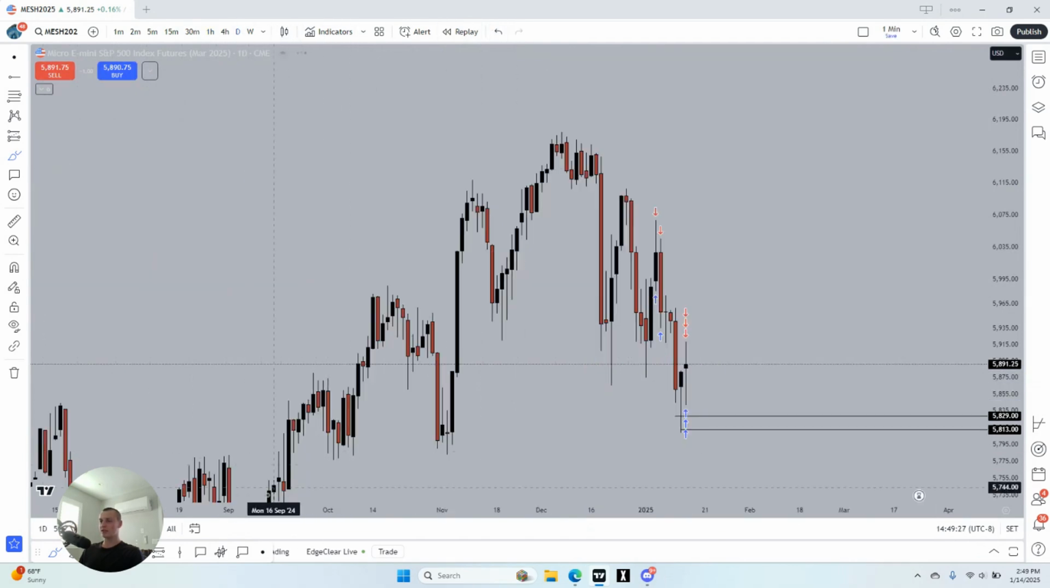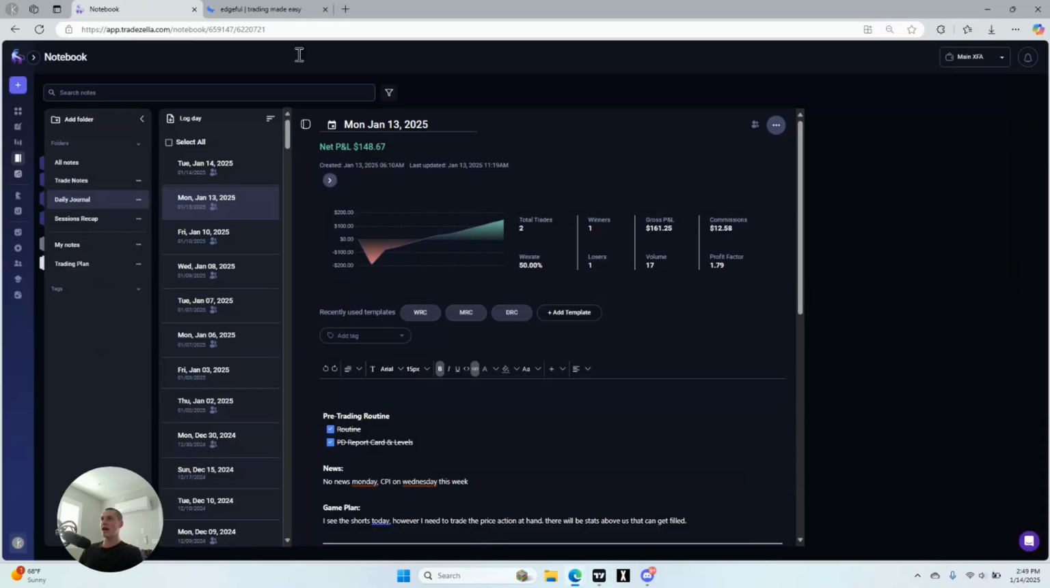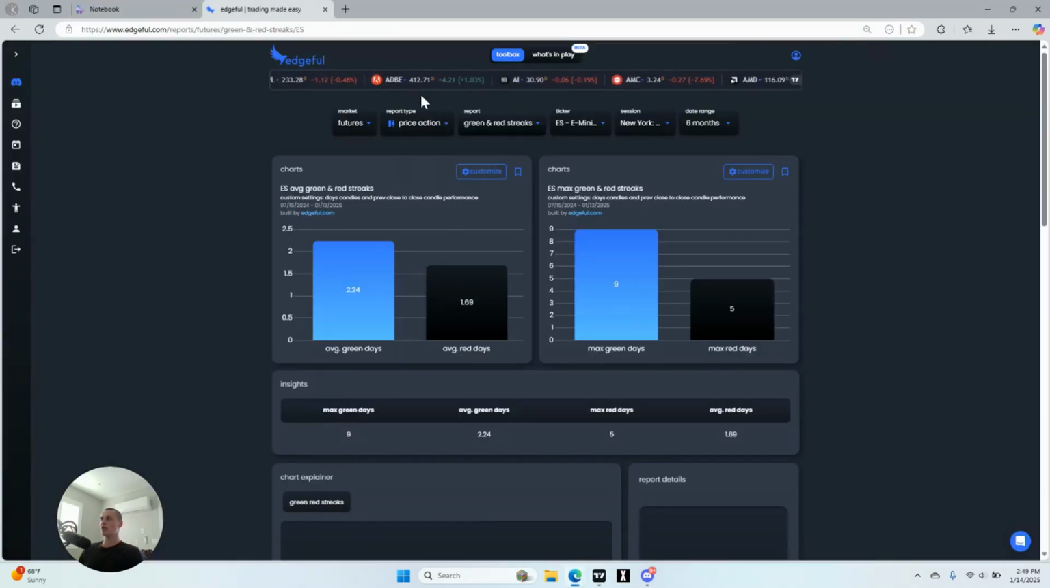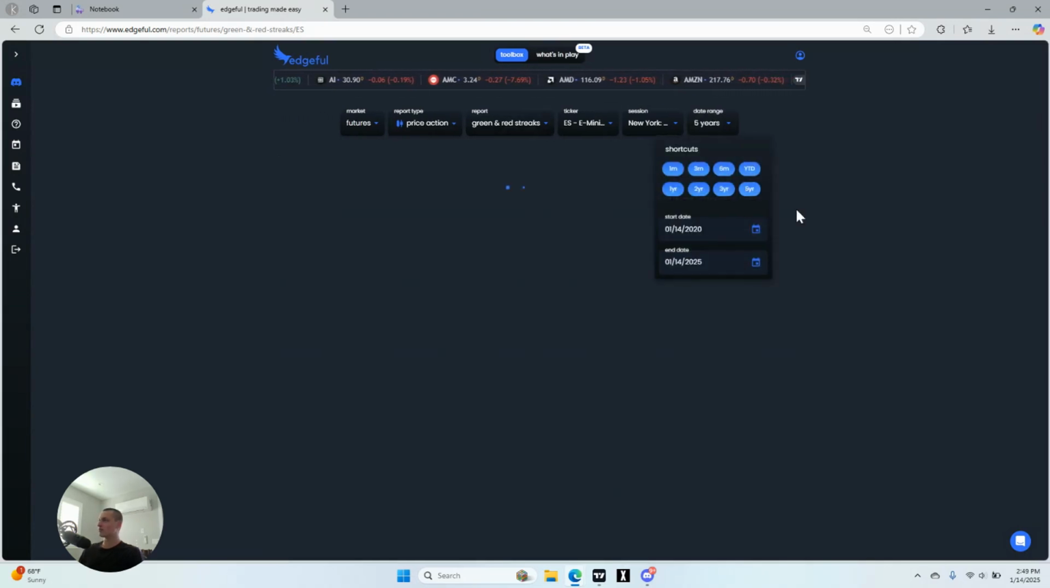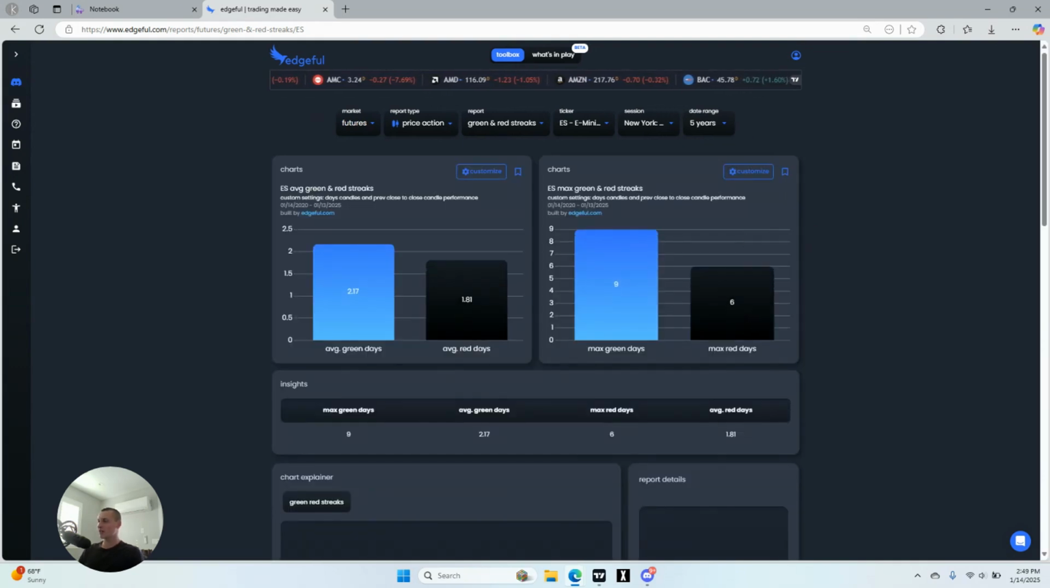And if we look at the daily chart, we can see we have one, I'm going to count this as 2, 3, and 4 red candles. And if we go to Edgeful, we can look at the red and green streaks. So the max, and this is the daily candles, the max red days we've had in a row in the last 6 months was 5. Let's do it just for, let's see, 5 years. Let's go back 5 years. The max red candles we've had is 6.